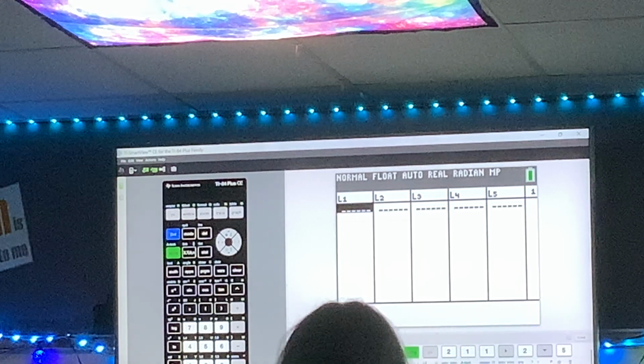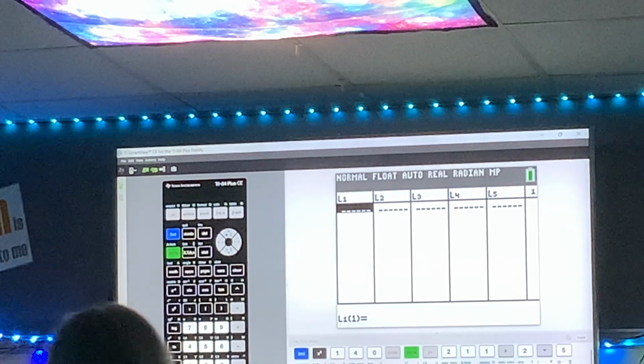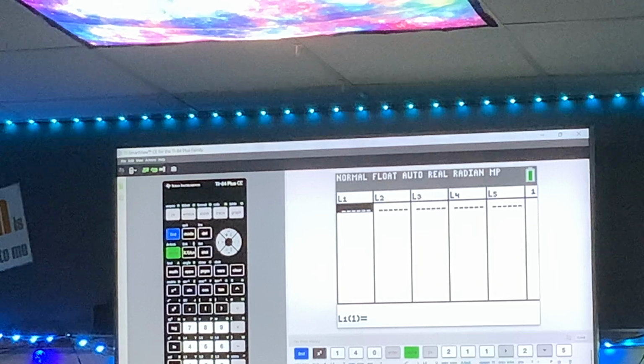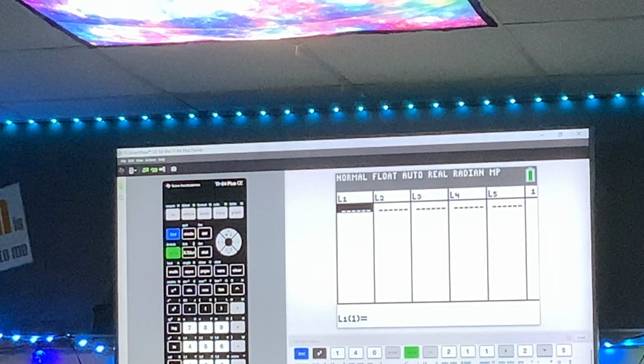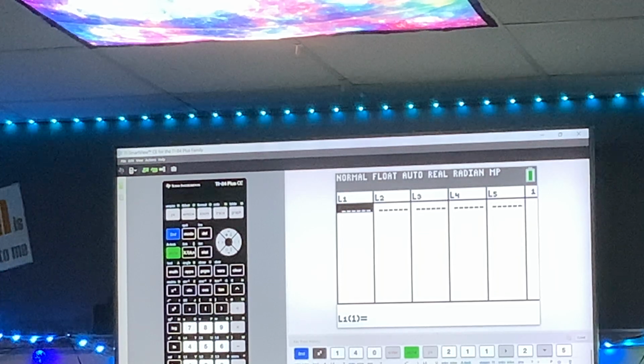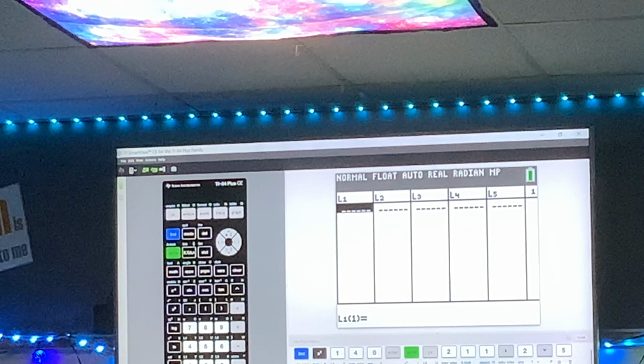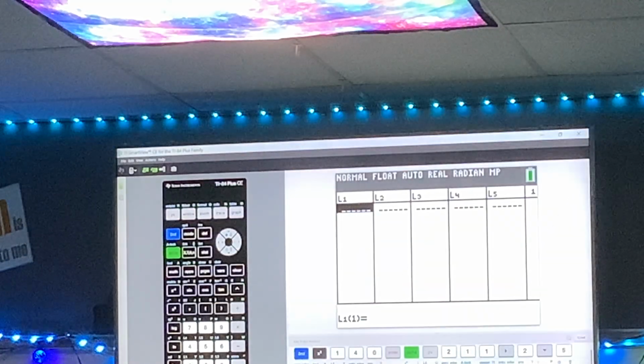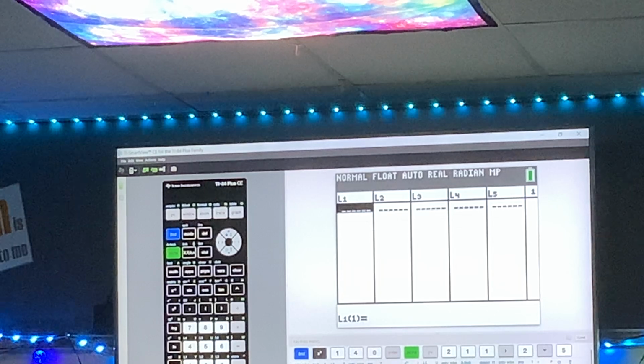Stat, enter. Stat is 2 away from the green button. Everybody's empty in L1? Now you always want to put it in L1. Always put it in L1. Never put it in L2 or you're going to have to remember different steps. So you'll always put your information for ordering numbers in L1.